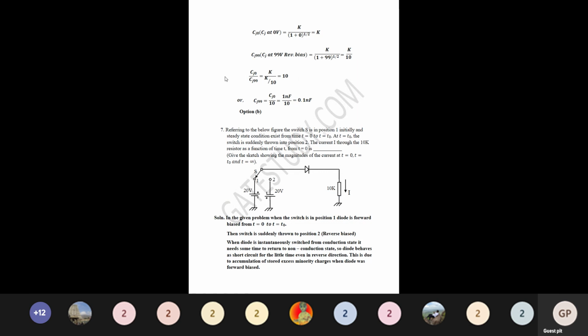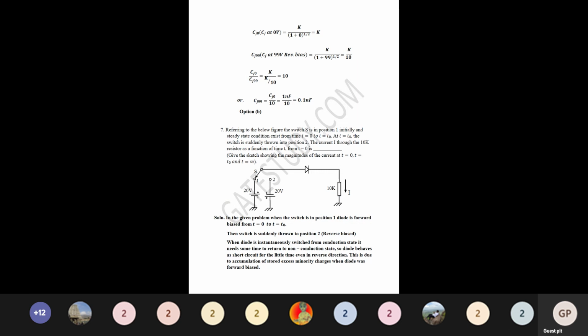So now Cj0 by Cj99 equals K divided by K by 10. K gets cancelled. 1 divided by 1/10. One denominator goes to the numerator, so the value will be 10. Now Cj99 is equal to Cj0 by 10. Cj0 value we already know is 1 nanofarad. 1 by 10 is 0.1 nanofarad. So option B is the correct answer. Next.